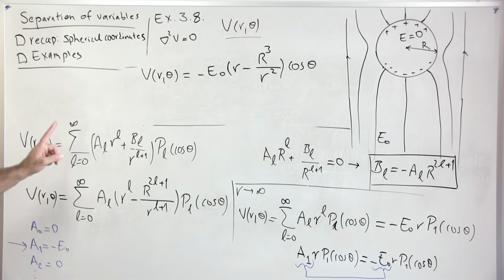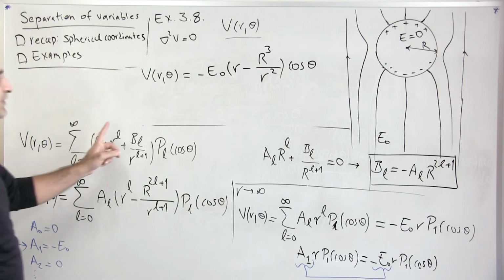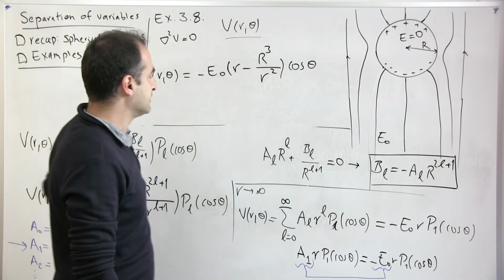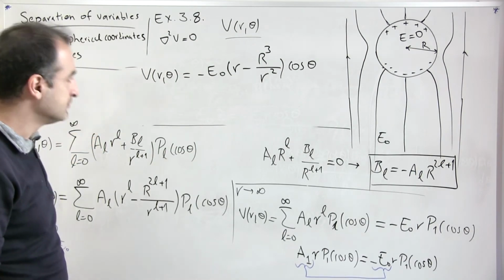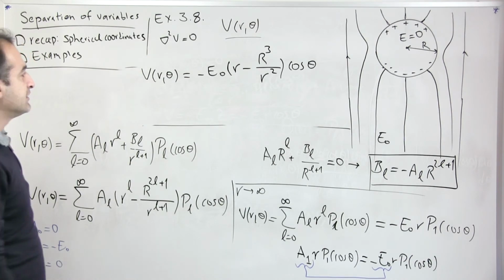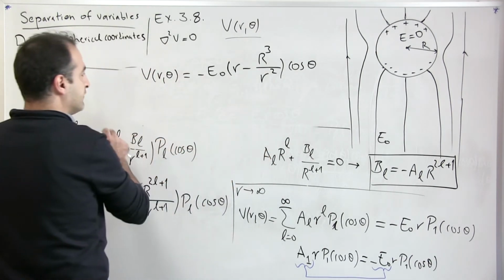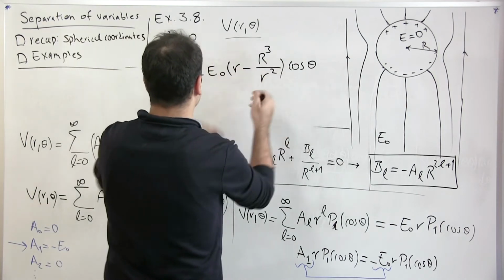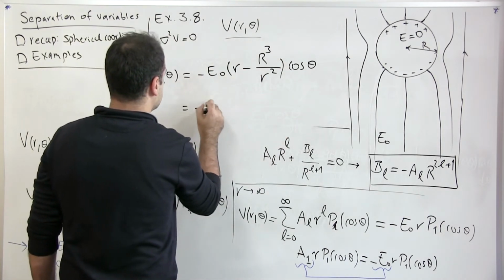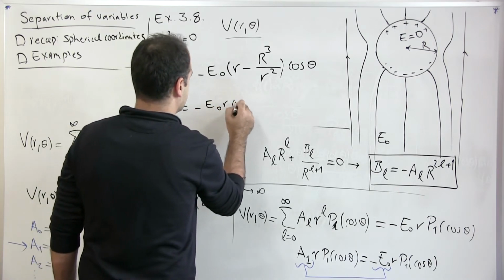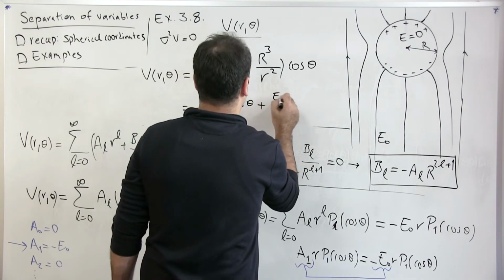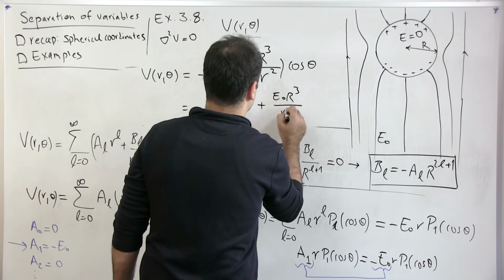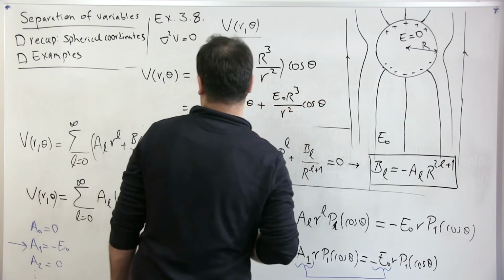Okay. And if we have only one non-zero term, the whole summation over L just disappears, and the potential at the end becomes less complicated. Now, this potential has a very nice form. If I want to separate this and make it into two terms, the first term is E0 R cosine theta. The second term is plus E naught R cubed over R squared cosine theta.